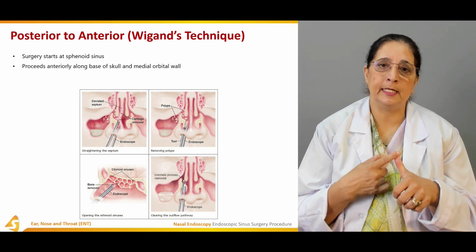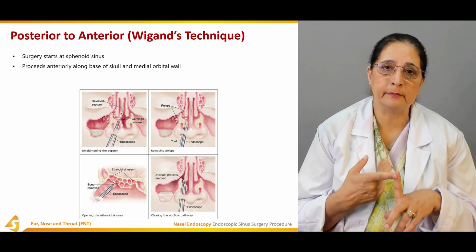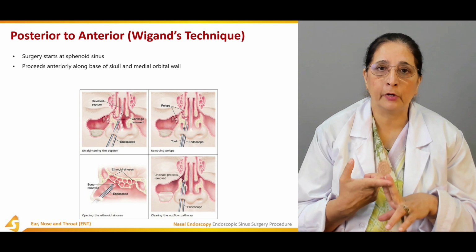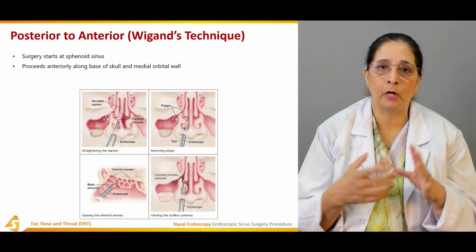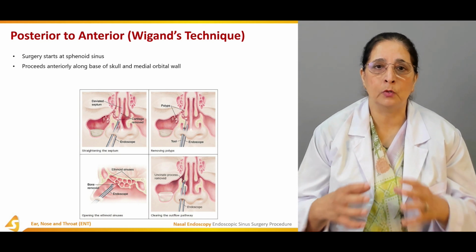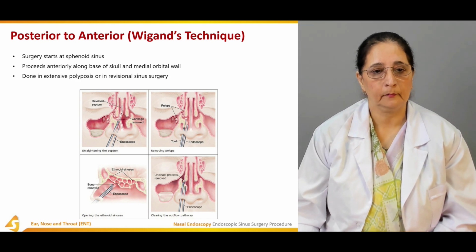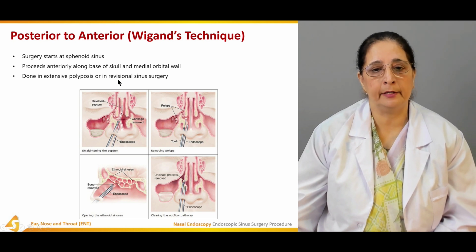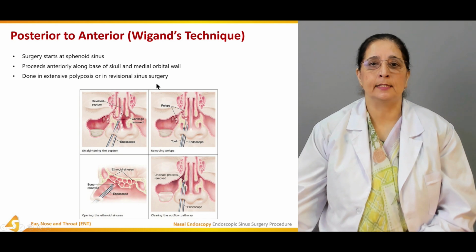Straightening of the deviated septum, polypectomy, removal of the polyps, opening of the ethmoid sinus, clearing of the outflow passages so secretions can flow out easily. Done in extensive polyposis or in revisional sinus surgery.